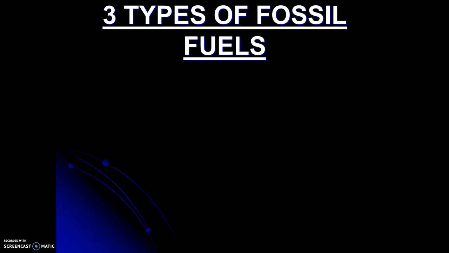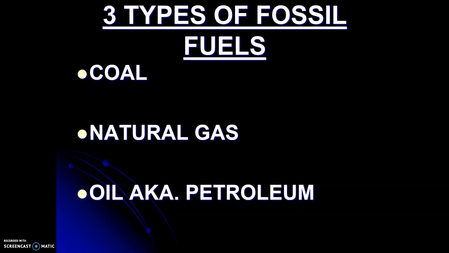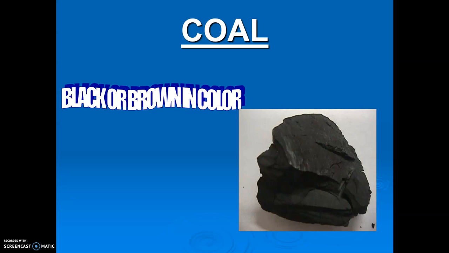There are three types of fossil fuels. One is coal, the other is natural gas, and the third one is oil, also known as petroleum. Now we're going to take a look at coal first. This is a picture of a piece of coal, standard looking coal, basically black or brown in color. And it has been our electricity source, our heating source for many, many years.